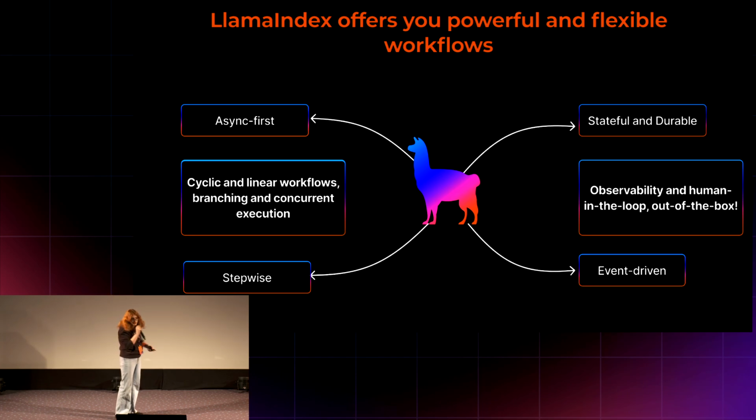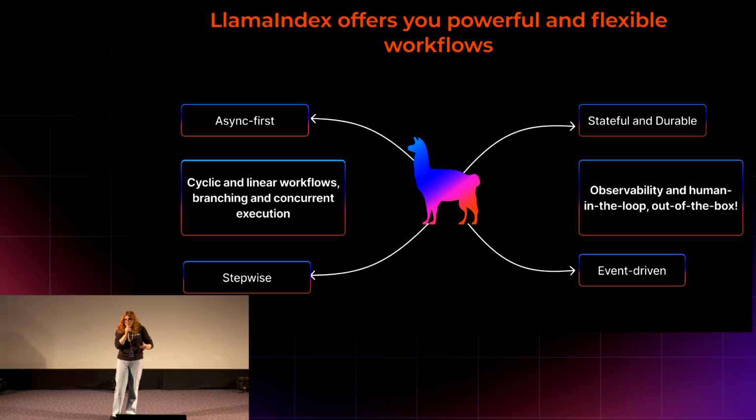They come async first, because we love asynchronous Python and asynchronous TypeScript. And they are stepwise. So they are divided in steps, so you can control every step and you can atomize the tasks. You can divide them into small little tasks that are able to carry out all sorts of things. And we have two extras that are very good: observability and human in the loop out of the box. We also have cyclic and linear workflows with support for branching and concurrent step execution.